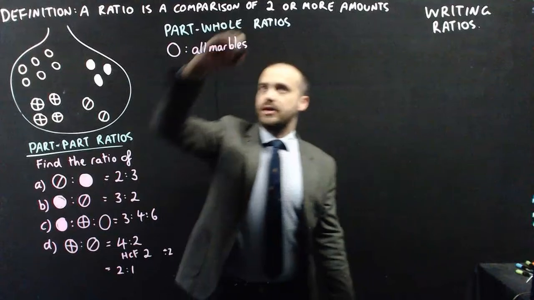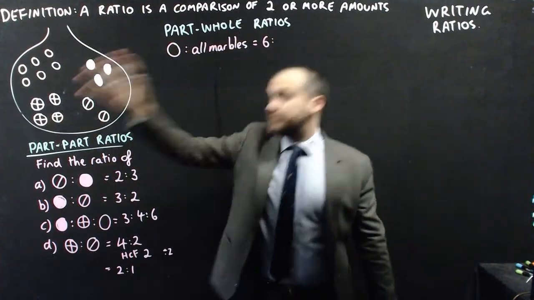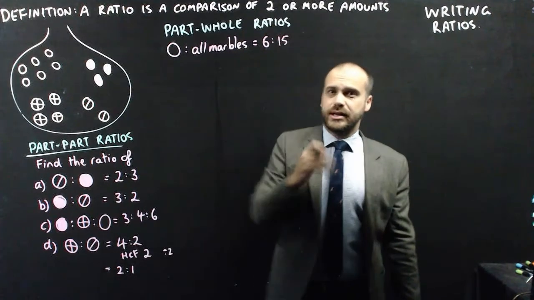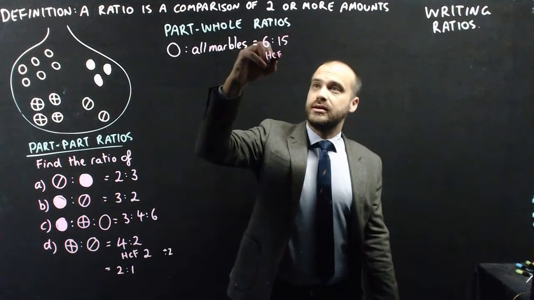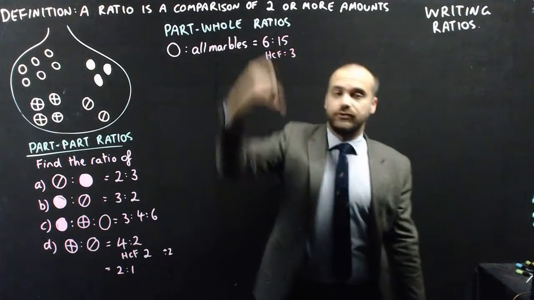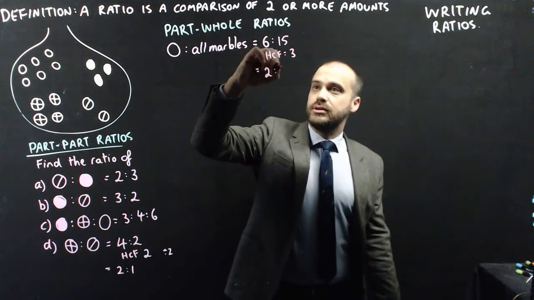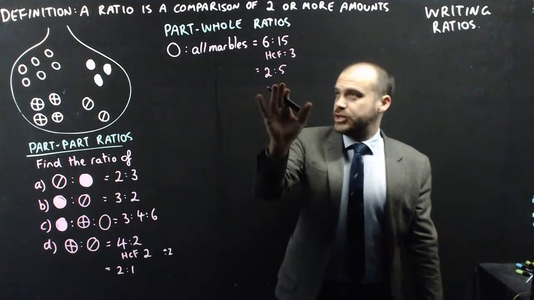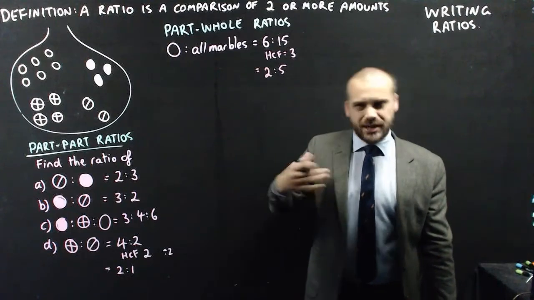So we can see that there are 6 blanks, and there are 15 total. And you should be looking at that and saying, oh, you can simplify that because there is a highest common factor there of 3. So I can divide both by 3, and when I do that, I'll get 2 is to 5. Now that's really, really useful, that part-whole ratio. There's a couple of things you can do with those ratios that make a bit of sense.